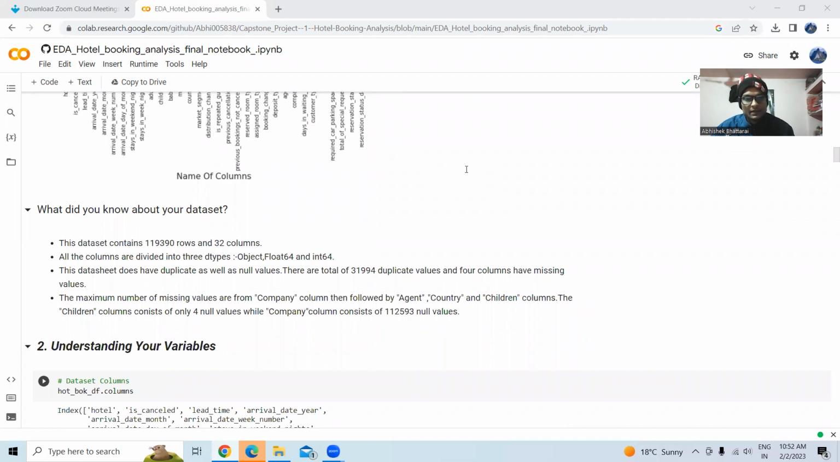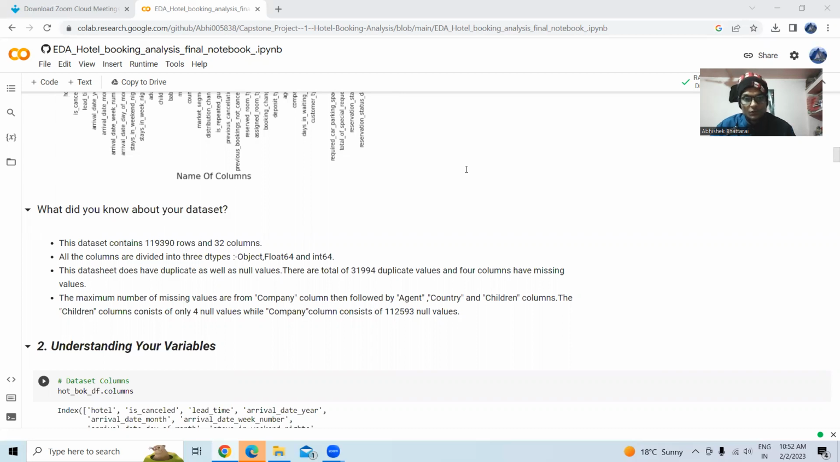This data set contains 1,19,390 rows and 32 columns. All the columns are divided into three data types: object, float64, and int64. The data set has duplicate values as well as null values. There are a total of 31,994 duplicate values, and four columns have missing values. The maximum number of missing values are in the company column, followed by agent, country, and children columns.